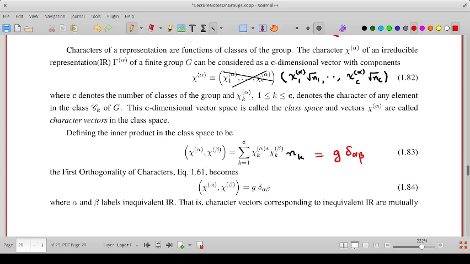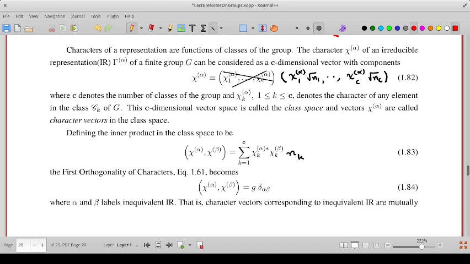So that means if alpha and beta are two inequivalent irreducible representations, then this inner product is 0. Or in other words, if we are considering inequivalent irreducible representations and the vectors corresponding to them, these vectors are all orthogonal to each other. They are mutually orthogonal, and therefore they are linearly independent. And we just need to find how many such vectors there are. There will be one such vector for each irreducible representation. And if the number of irreducible representations is denoted by R, the number of vectors chi alpha is also R. And these R vectors are linearly independent.